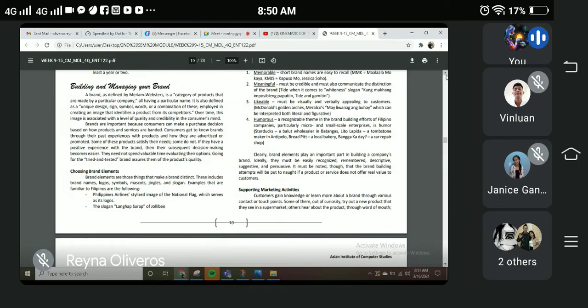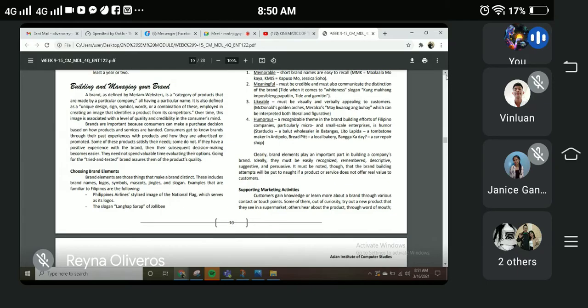This is actually the continuation of the discussion on how to assess the needs and wants of the customer. And of course, cover na rin siya ng module number 10, and its title is Building and Managing Your Brand. So, pag sinabi nating brand, it is defined by Merriam-Webster as a category of products that are made by a particular company. So, meron siyang tinatawag na, or meron siyang particular name.